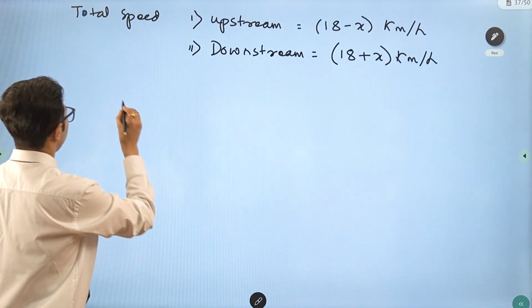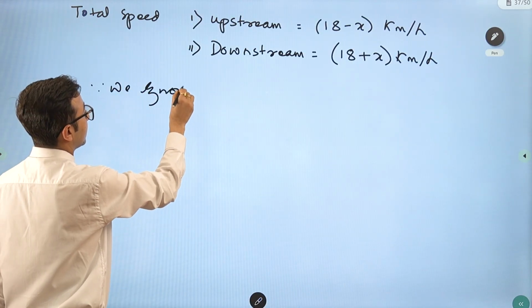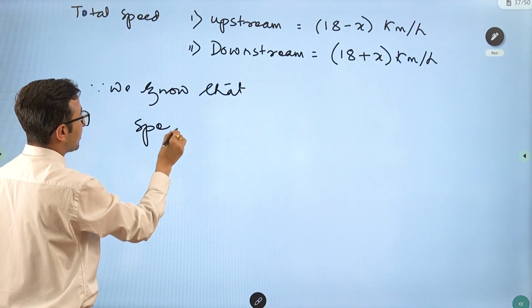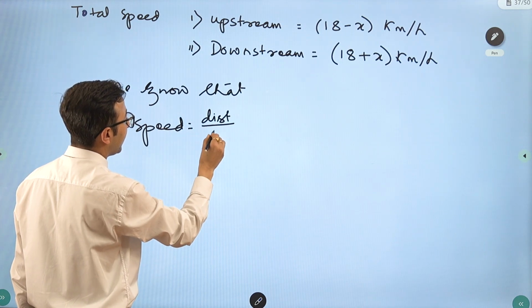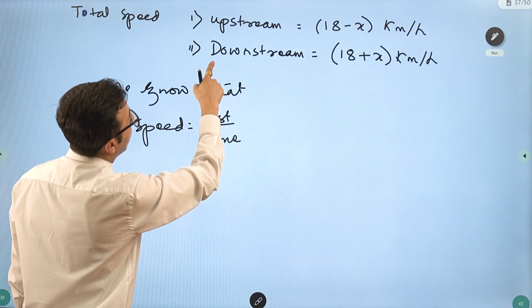Now next, since we know that speed is equal to distance divided by time, look at here, first one.